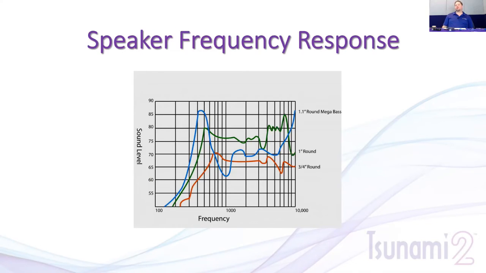Now, the 3/4 inch round is a smaller speaker, so you can tell looking at the spectrum graph that it's at a lower pressure. The bottom of the chart is frequency range, and the side of the chart going up is the pressure. And so you can take a look at that.